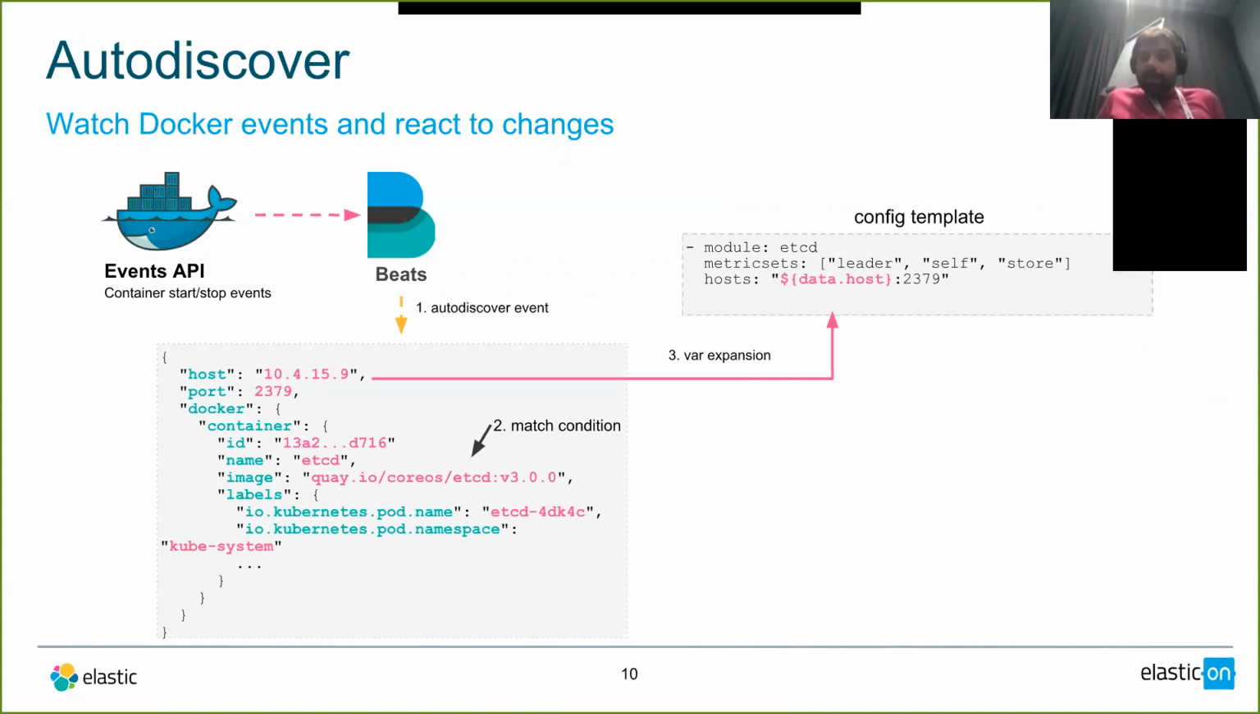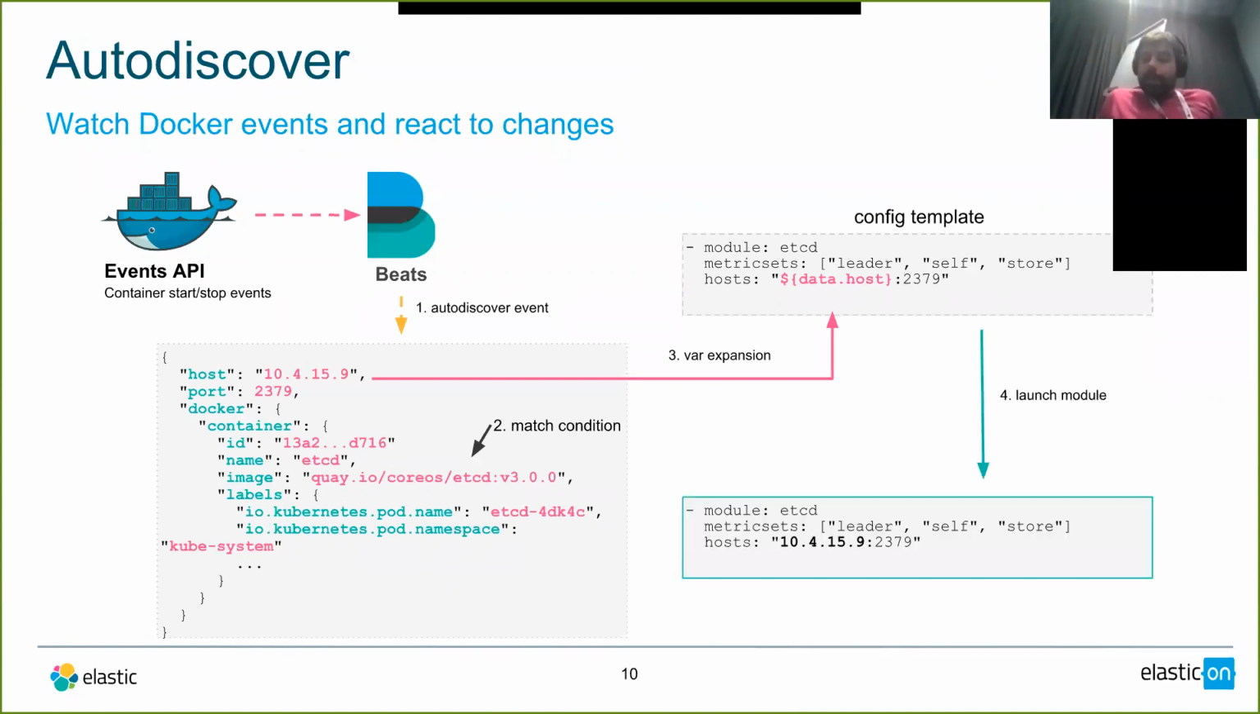And this is where the magic happens. You give me a configuration template and I'm able to take the information from this single container that just launched and replace the variables that you want in the config template. So in this case, I'm taking the IP address and putting it there in a Metricbeat module. So Metricbeat is now able to contact that etcd instance. So yeah, it gets replaced and the module is launched. In the same way, when you stop the container, we create the same event, but saying that it's a stop, and we go over the same process and we stop the module. So you don't need to care about the start and stop. You just do matching and we do the rest.